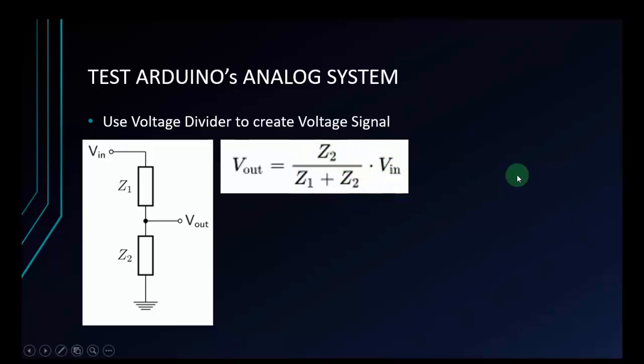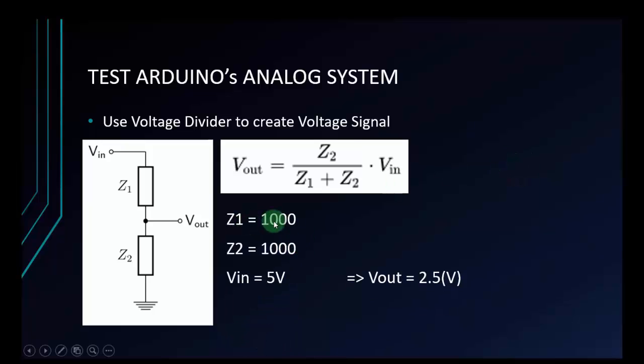I assume that Z1 is 1000 ohms. Sorry, I forgot to put the unit here. And Z2 is 1000 ohms. V-in is 5 volts. When we apply this formula, we get a V-out of 2.5 volts.